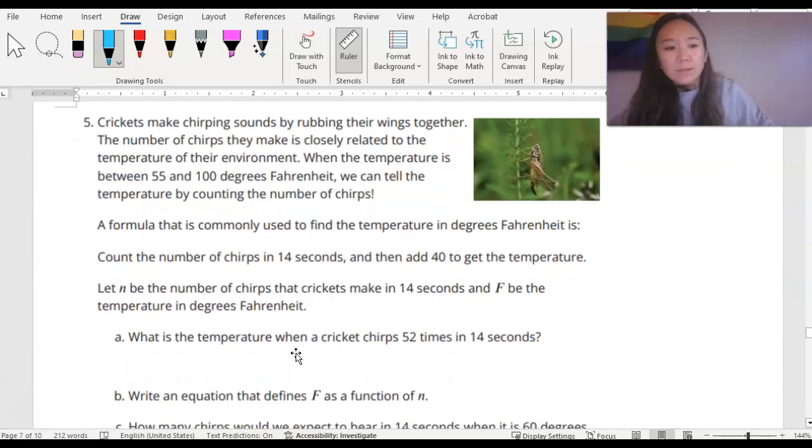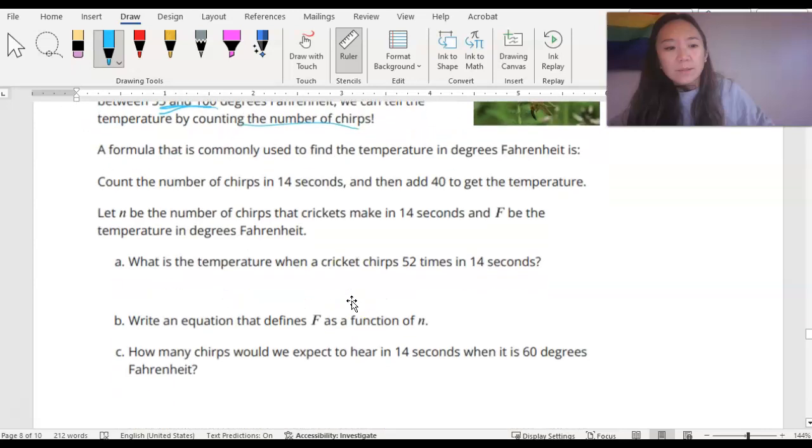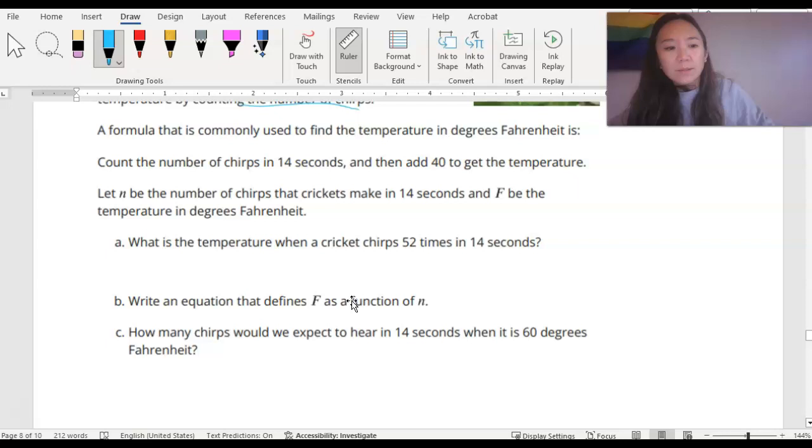All right, number 5. Crickets make chirping sounds by rubbing their wings together. The number of chirps they make is closely related to the temperature. When the temperature is between 55 and 100 degrees Fahrenheit, we can tell the temperature by counting the number of chirps. A formula that is commonly used to find the temperature in degrees Fahrenheit is the number of chirps per second in 14 seconds, and then adding 40 to the temperature. So they count within 14 seconds how many times they chirp, and then add 40.